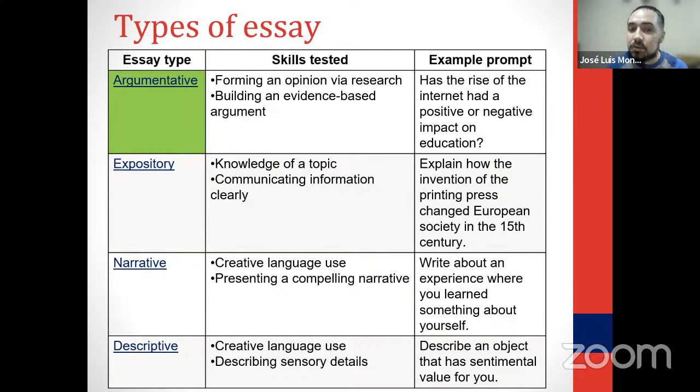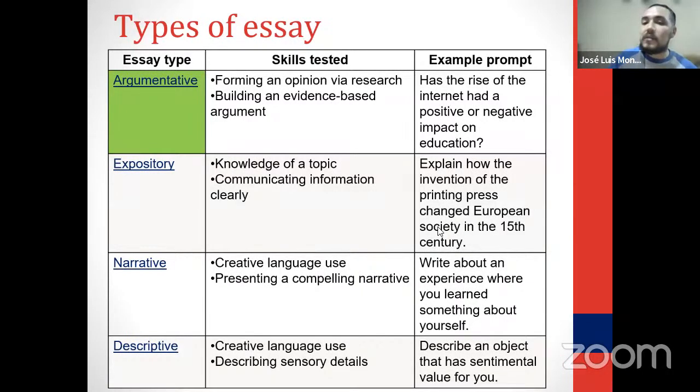Let's go to the expository type now, please, Michaela. Expository: knowledge of a topic, communicating information clearly. Explain how the invention of the printing press changed European society in the 15th century. Great, thank you very much. Let's only repeat this word, please: society. Society, exactly.